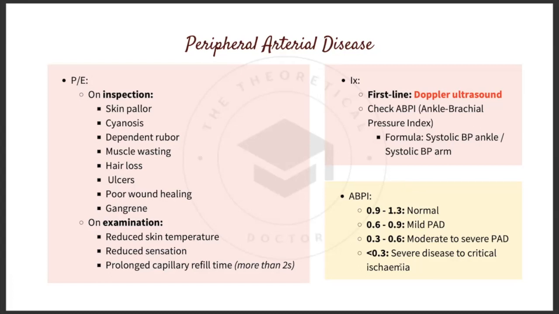And here are the ranges for ABPI. 0.9 to 1.3 is normal. 0.6 to 0.9 would be mild PAD, peripheral arterial disease. 0.3 to 0.6 would be moderate to severe. And less than 0.3 could indicate severe disease to critical ischemia.